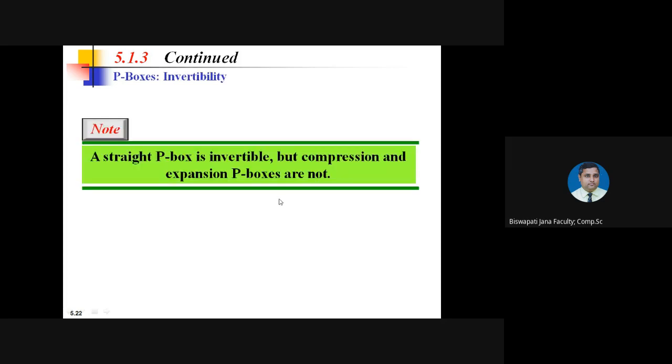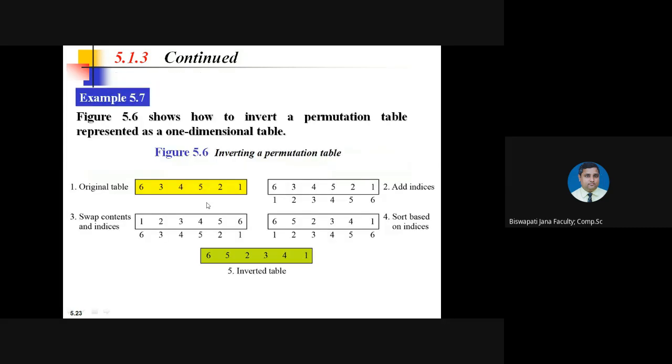So now the P box invertibility. A straight box is invertible. Invertible means you can get the reverse, that is, you can get the original one. Suppose you have taken 101010 and it has been converted by the straight box. Then obviously when you try to reverse it, you can get the original one. That is called invertibility. So the straight box is invertible, but compression and expansion boxes are not invertible. This inversion can be obtained in this way.